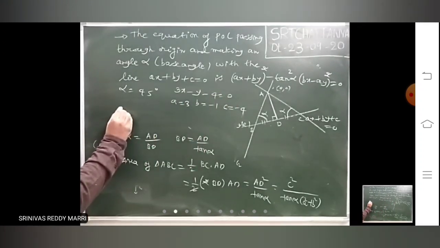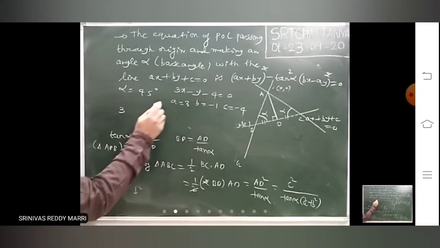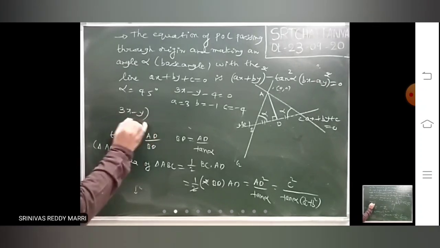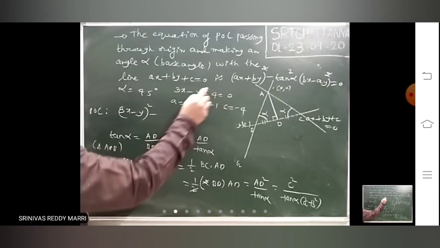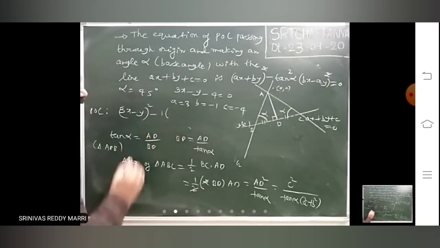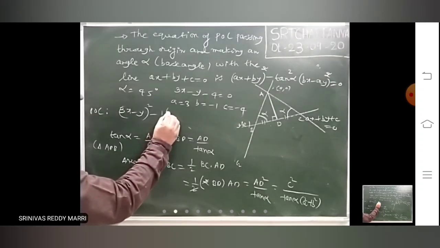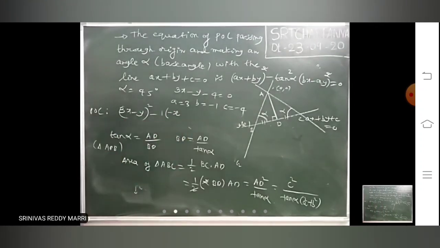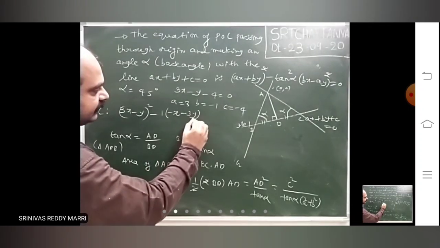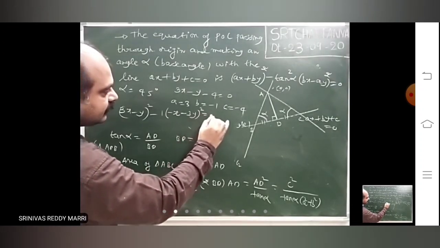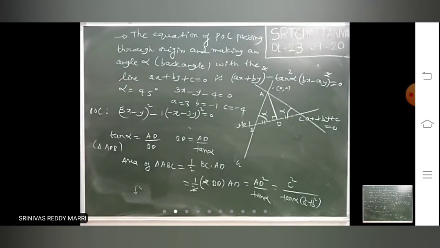(ax + by) whole square. Ax plus by means the same expression, whole square, for the pair of lines: (3x + by) whole square minus tan square 45, which means 1, times (bx minus ay) whole square. So the equation of the pair of lines is nothing but this.